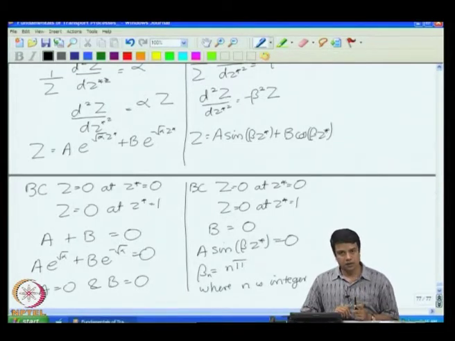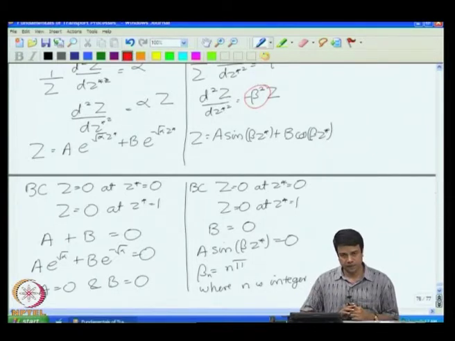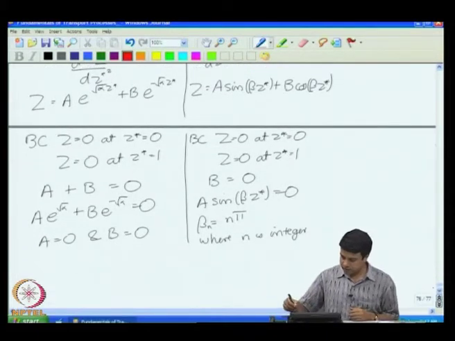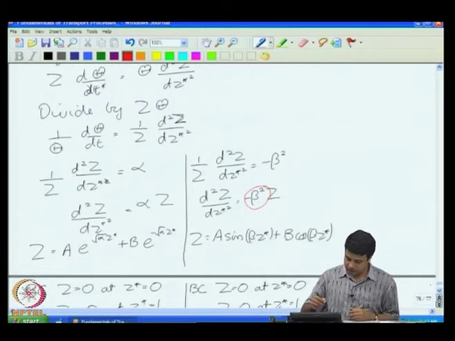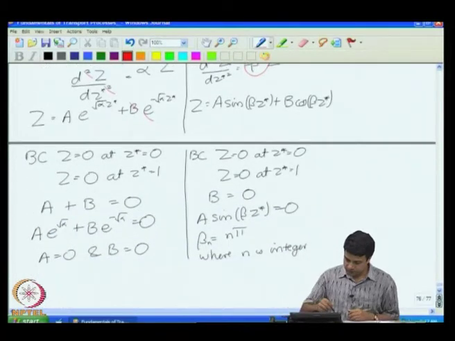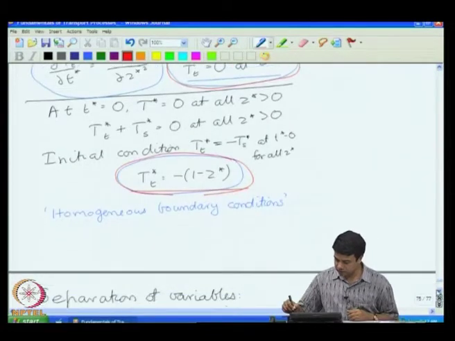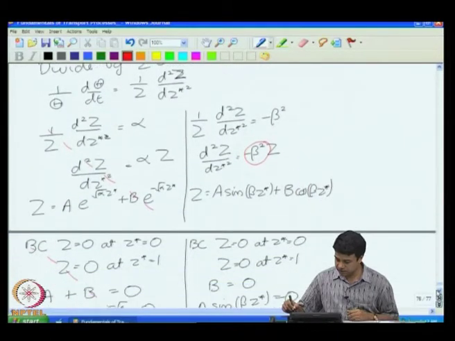So, I do get non-trivial values for the solution of this equation, but I have to choose the value of beta to be specific values. So, this first guess that we had of a positive value did not give any non-trivial solutions. I chose a positive value, I did not get any non-trivial solutions. However, when I chose a negative value, I managed to get a non-trivial solution, but only for the case where this coefficient beta has a specific value.